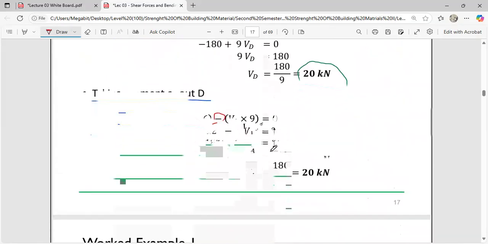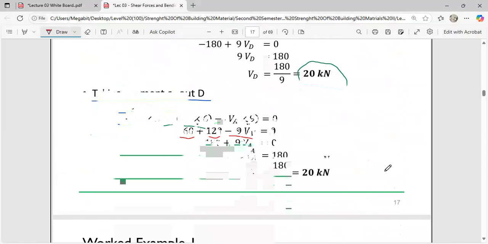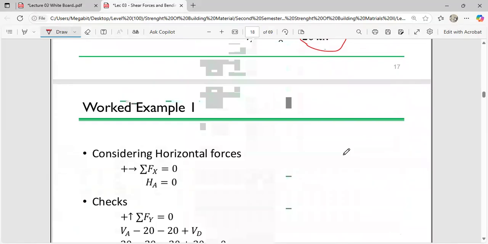From there, we simplify. 20 times 3 is 60, and 20 times 6 is 120. VA times 9 is minus 9VA, and you put your negative symbol, then you equate it to 0. From there, you simplify, and at the end of the day, you realize that your VA is going to be 20 kilonewton, as we have over here.